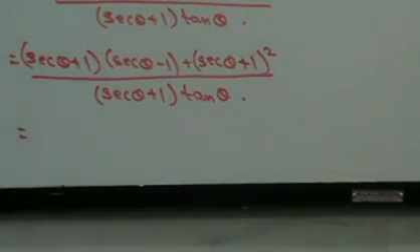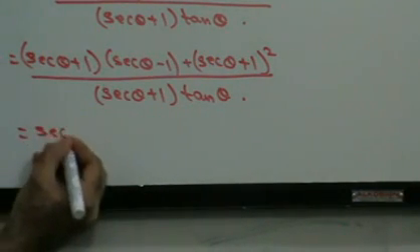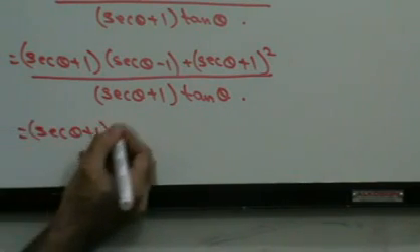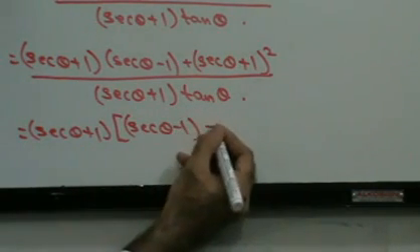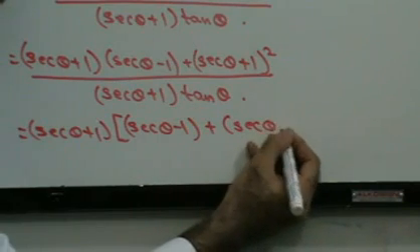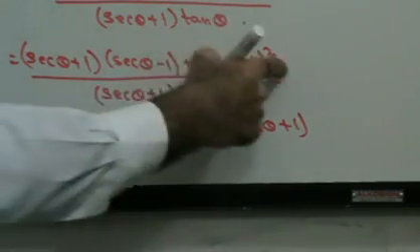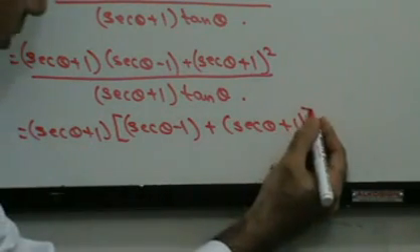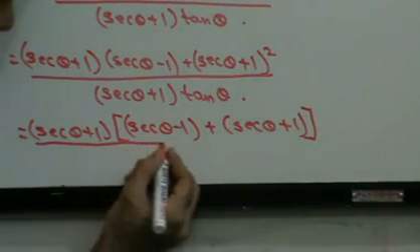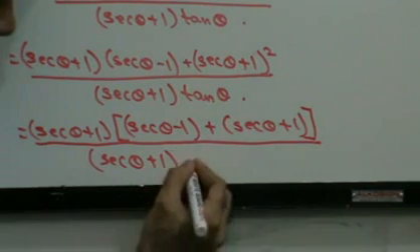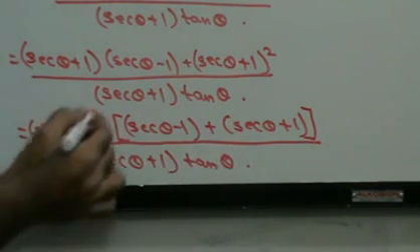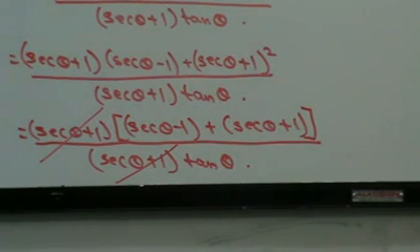Now, between the first and the second term, I could take sec theta plus 1 common. So, if I take sec theta plus 1 common, I will be left with sec theta minus 1 plus sec theta plus 1 square. Sec theta plus 1 has gone common outside, upon sec theta plus 1 into tan theta. Sec theta plus 1 in the numerator and denominator cancels, right? Let's simplify this.